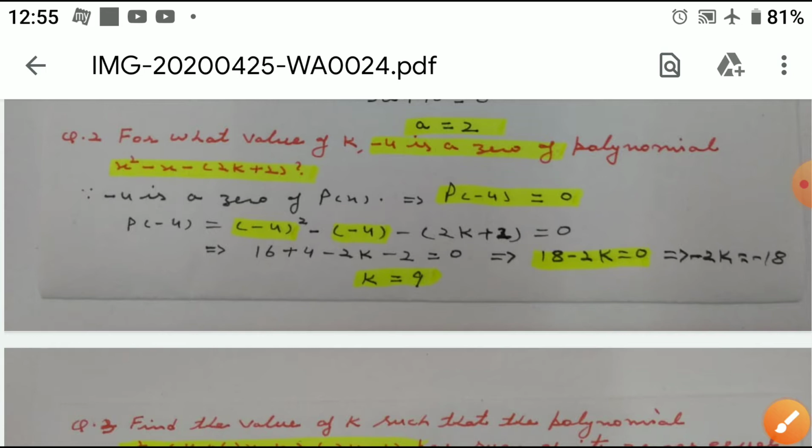Now solve it. Minus 4 whole square is 16, minus into minus 4 is plus 4, minus bracket start 2k plus 2. When we open the bracket, we get minus 2k minus 2 is equal to 0, and 16 plus 4 is 20, 20 minus 2 is 18, so we write 18 and minus 2k as it is. Minus 2k is equal to minus 18, so the k value is 9. The value of k is 9.